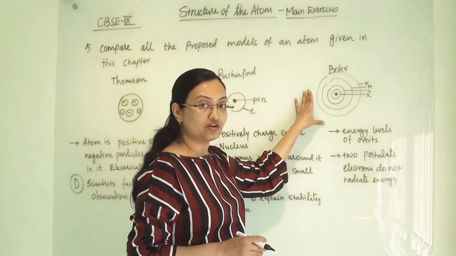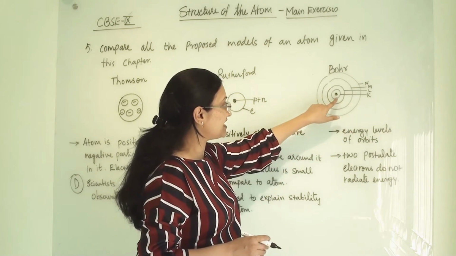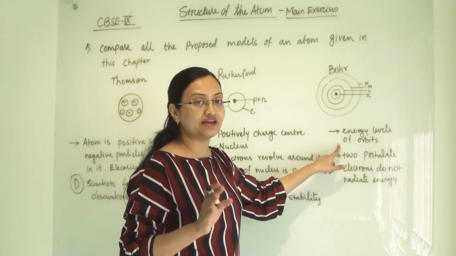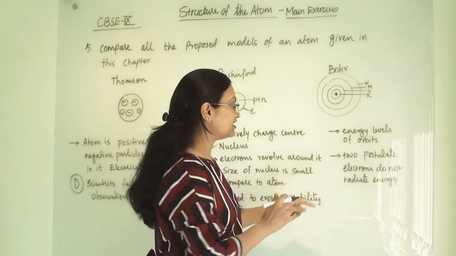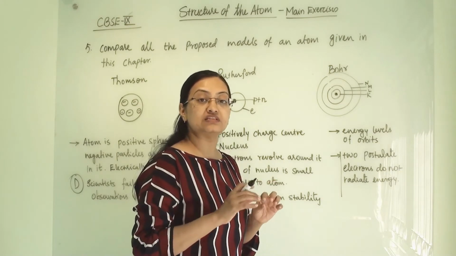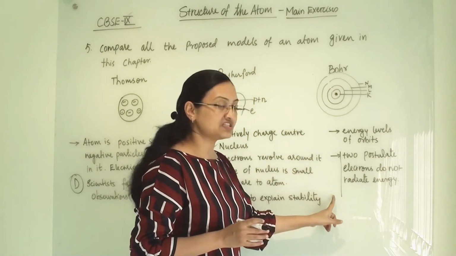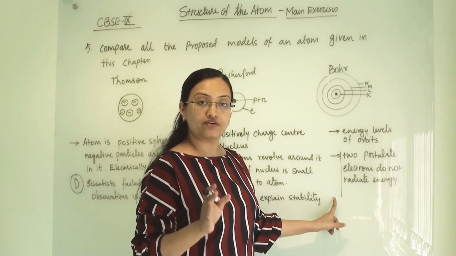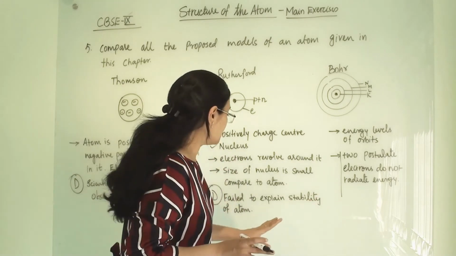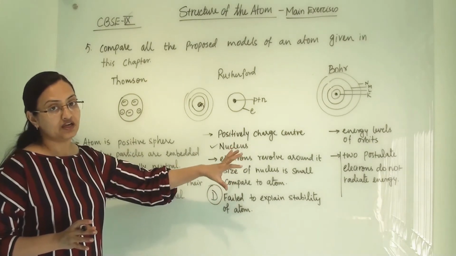Now about Bohr's model of an atom, he gave the energy levels of orbitals. He said that there are energy levels like K, L, M and N after the nucleus. He was the first scientist who gave the energy levels concept. And he also stated two postulates in which he said that discrete orbits will be there and electrons which are present in the discrete orbit will not radiate the energy, and hence the atom is stable. He was the first scientist who said that electrons will not radiate energy even though they are revolving around the nucleus, and hence the atom is stable. So this is the complete comparison of the three models of an atom which we are studying in our chapter.